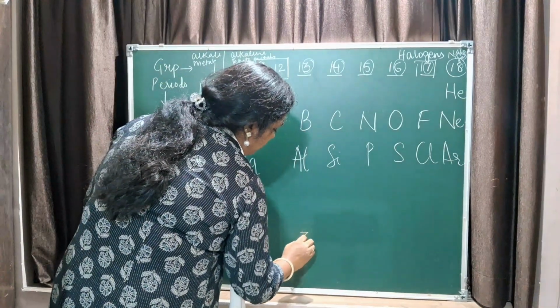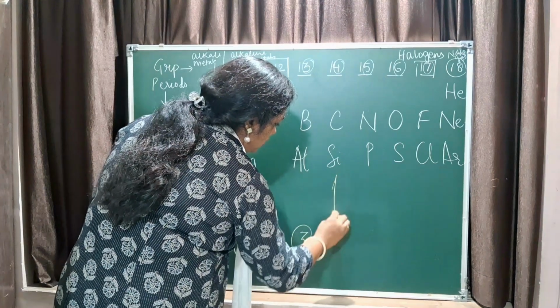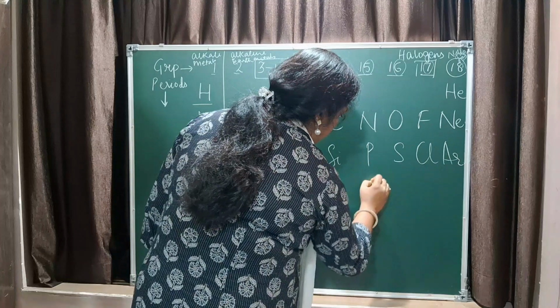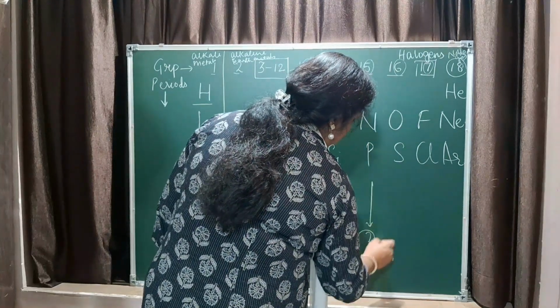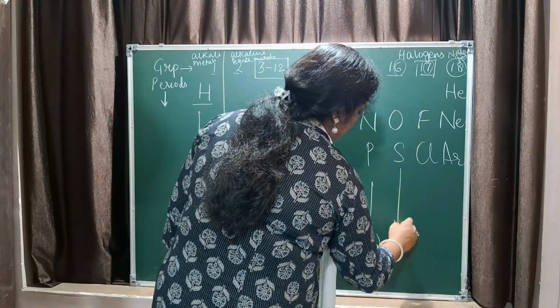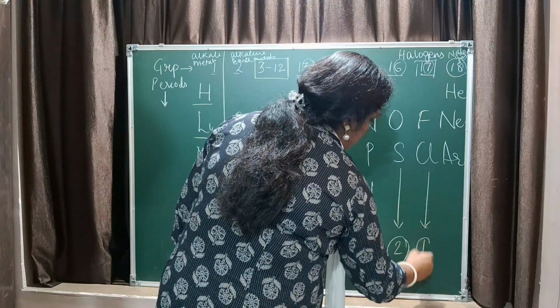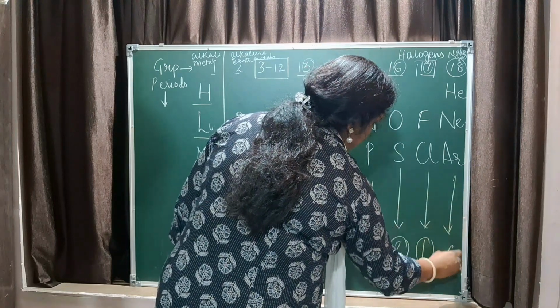13, 3, so valency is 3. This one valency is 4. 5, so 8 minus 5, valency is 3. And 16, you have 8 minus 6, valency is 2. 8 minus 7, valency is 1. 8 minus 8, valency is 0.